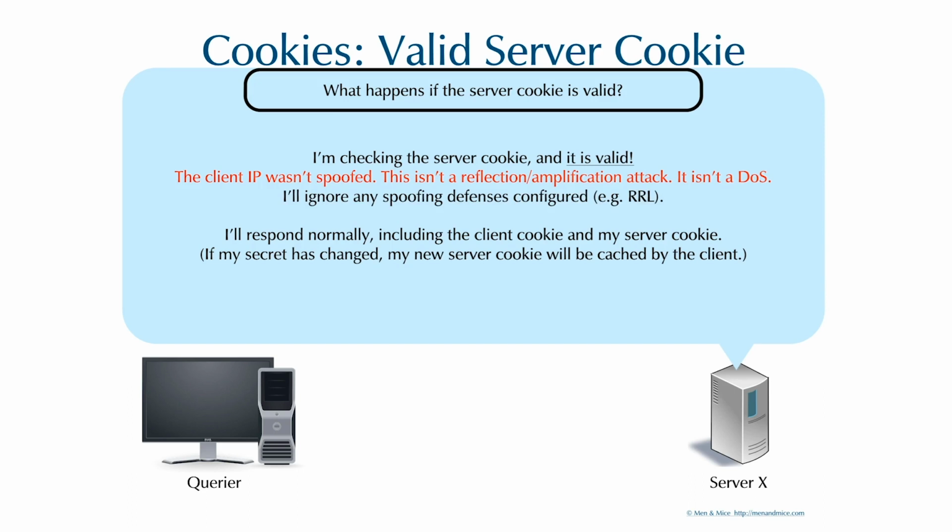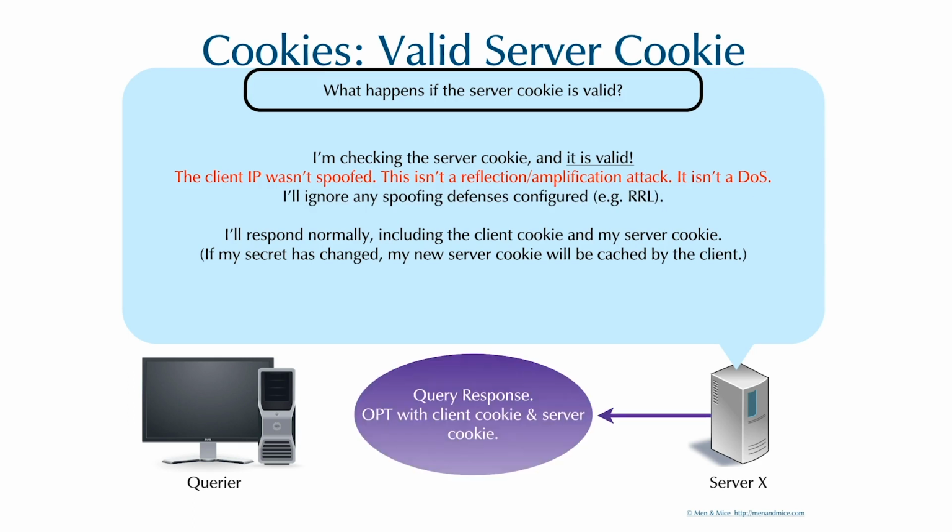The server will ignore any other defenses it has set up, since its response rate limiting can respond quicker, and it sends a completely normal response: NXDOMAIN, no data, no error, positive answer, referral, totally normal response, and sends the client and server cookie again. The server cookie is probably going to be the same, but if it happens to be that the server has generated a new secret in between, it sends its newly generated server cookie based on that secret.